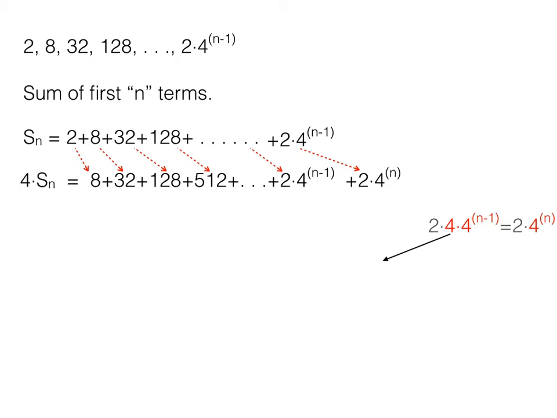If we have 4 times 4 times 4 times 4, n minus 1 times, right? We have n minus 1 4s there, and we're multiplying that by another 4. So in total, there are n 4s. So in other words, that's 4 to the nth power. So that's how you can see that.